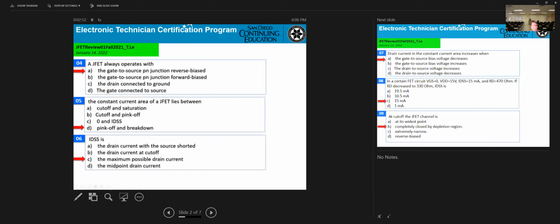Number five, the constant current area of a JFET lies between what? You remember, that will be between pinch-off and breakdown. After pinch-off, it works like the ohmic region. IDSS is the maximum possible drain current. So number 6 will be C. Number 5 will be D. Okay, number 4 will be A.